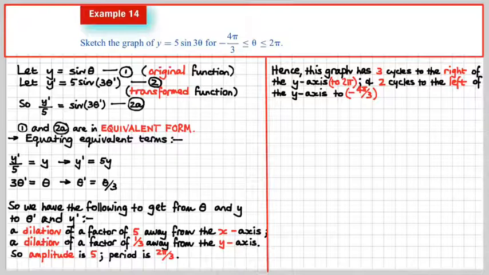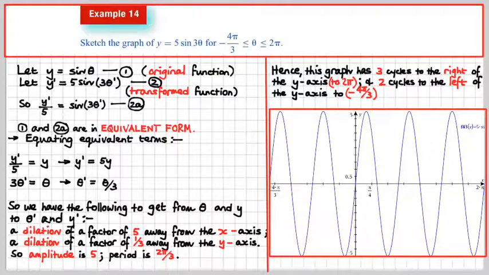So here comes the graph. You ready? Amplitude 5, period 2 pi over 3, 3 cycles to the right of the y-axis, 2 to the left of the y-axis, and there it is. There it is, guys. Does it make sense to you? Let's just put a few little points in there to get ourselves sorted out. Yeah, it looks right, doesn't it?